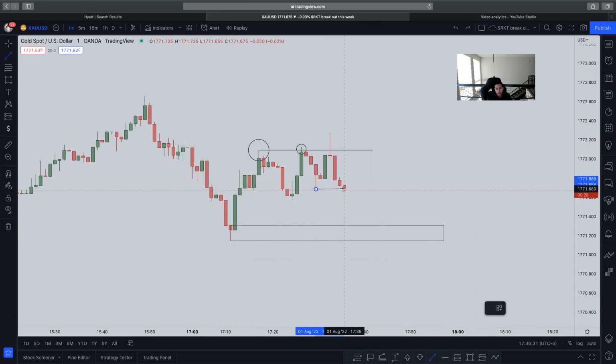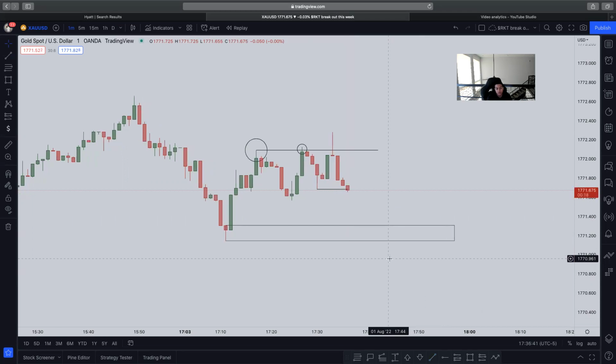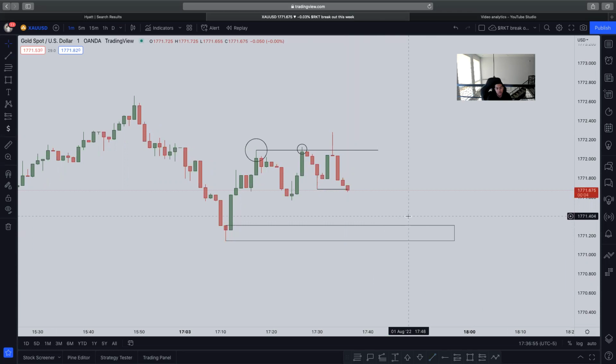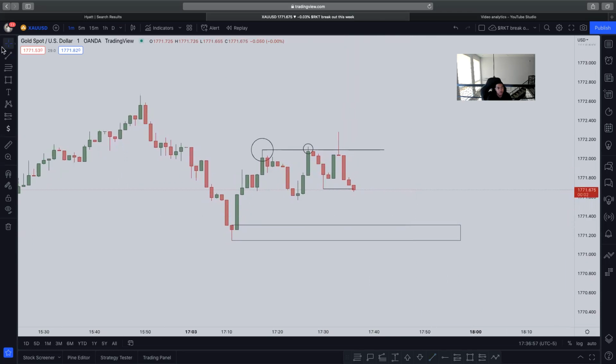All right, let's see if we can close below this low. Up 33. There we go, that's straight. Up 39. Look to close. So that's 39 bucks right there, and that's off a lot size of 3.